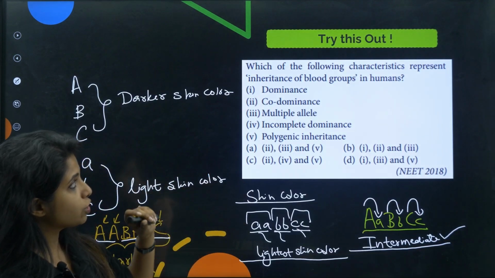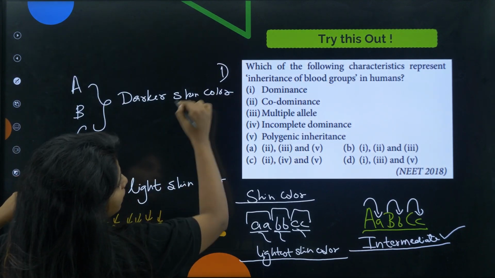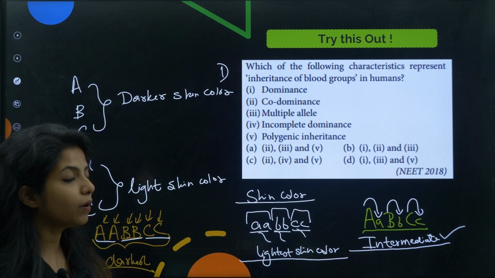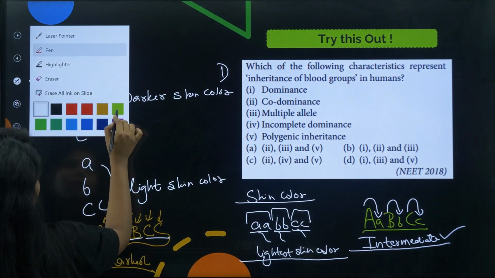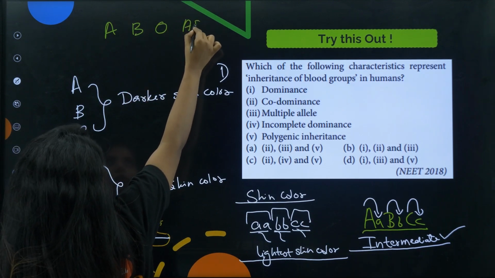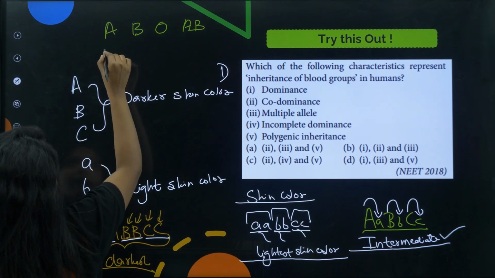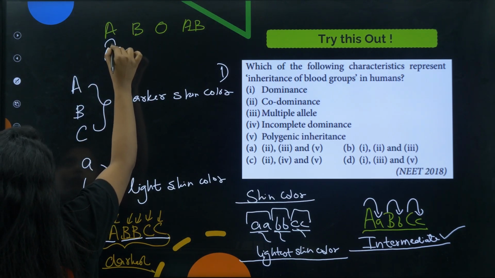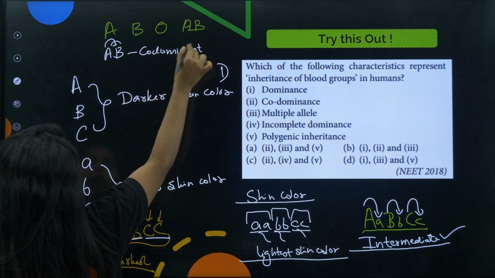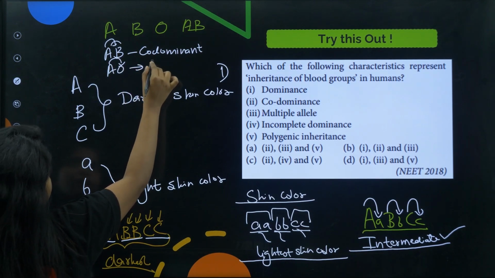Now going ahead, there is a question that I have given you over here. Please try to solve this question. Which of the following characteristics represent inheritance of blood groups in humans? If you talk about blood groups in human beings, you know there are 4 blood groups, A, B, O and AB. And you know that A and B are codominant. If A is there with O, then A is dominant. So I see dominance over here.